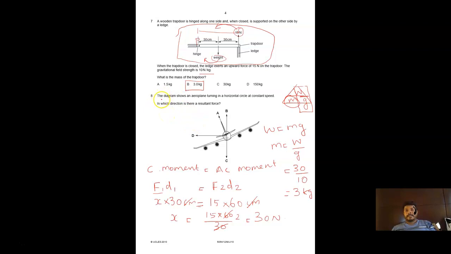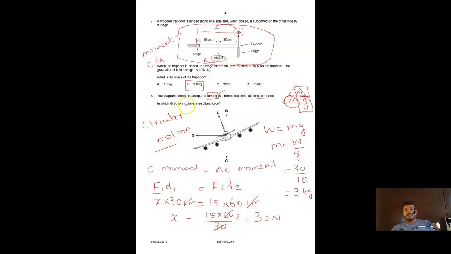Question number 8. The diagram shows an aeroplane turning in a horizontal circle at a constant speed. So you underline the words constant speed, and here it is turning. The topic of question number 7 is moment and center of gravity, and question number 8 is circular motion, because the word turning is the clue word to find out the topic name.